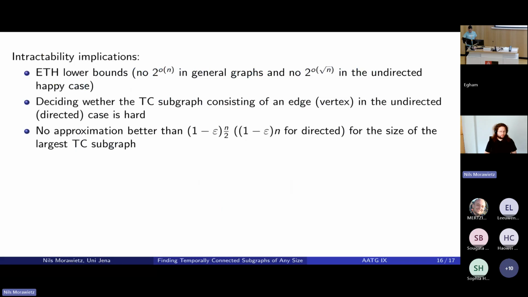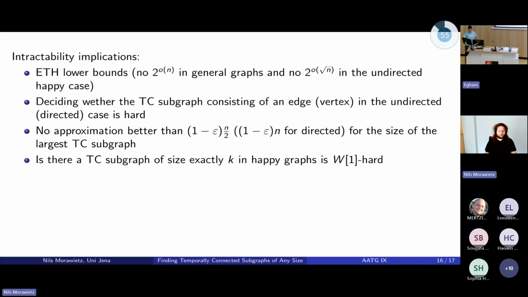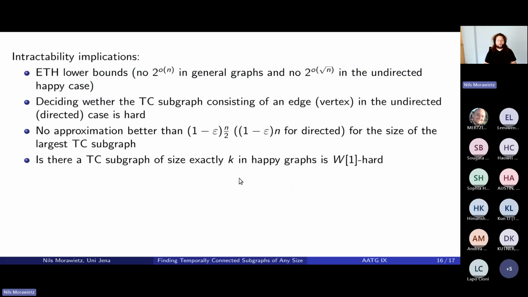And what we also resolve, and I mentioned it at the beginning, is we answered this open case on whether size exactly k for undirected non-strict temporal graphs is W[1]-hard. Like, is there a component of size exactly k if we have non-strict reachability? This was open for the undirected graph case, and we resolved it with our reduction. All of these results follow just by this reduction.